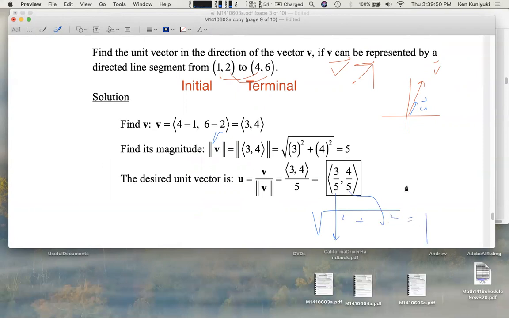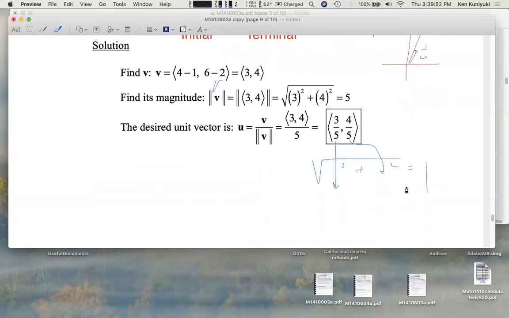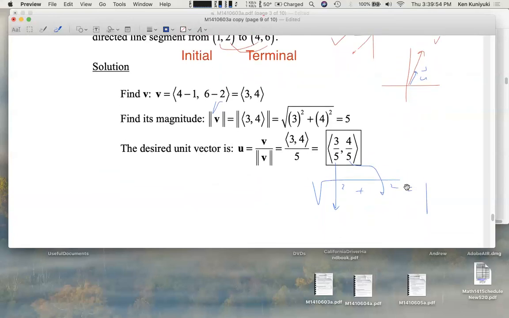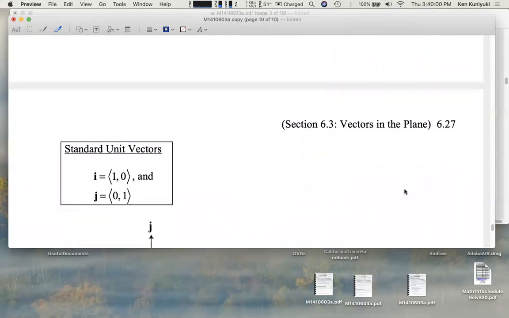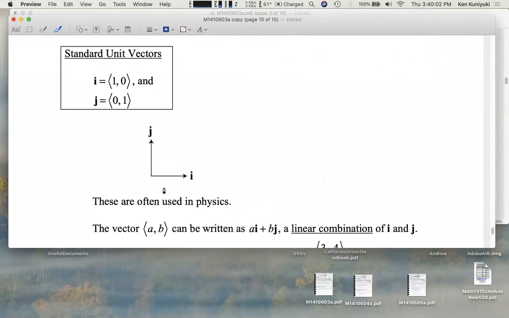And we love unit vectors when it comes to proofs. I'll talk more in just a moment. First off, I want you to meet our favorite unit vectors. The vector that takes you 1 unit east is called the vector i, and the vector that takes you 1 unit north, 0, 1, is the vector j. These are called standard unit vectors.